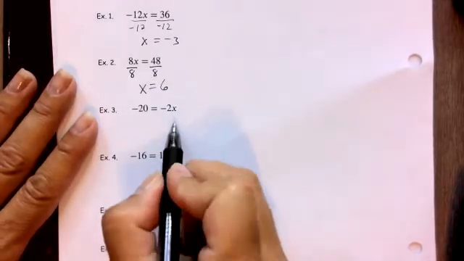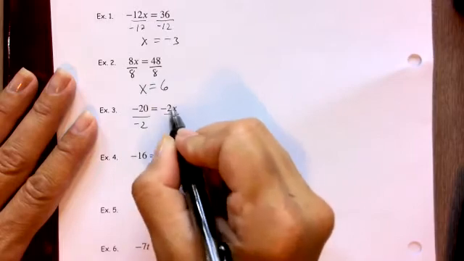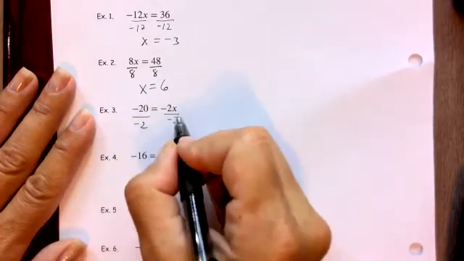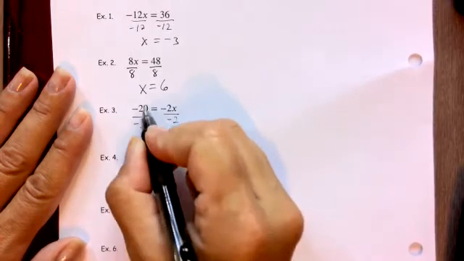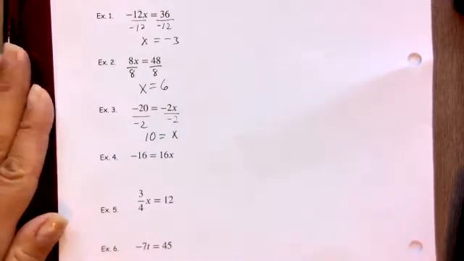Let's divide both sides by negative 2 because it's what's next to the variable. We don't care what side the variable is on. We want to move that so that there's 1x alone. Negative divided by negative is positive. 20 divided by 2 is positive 10.